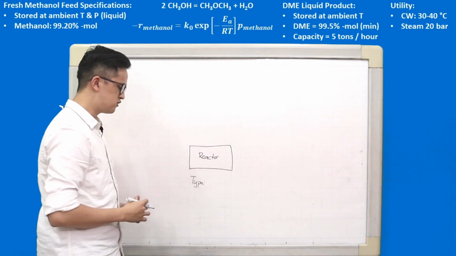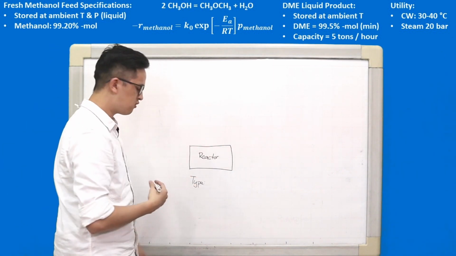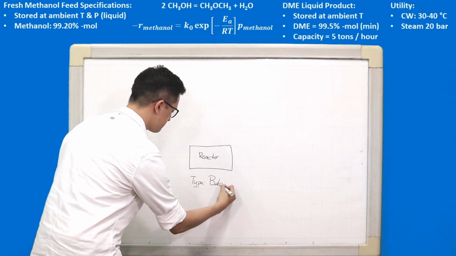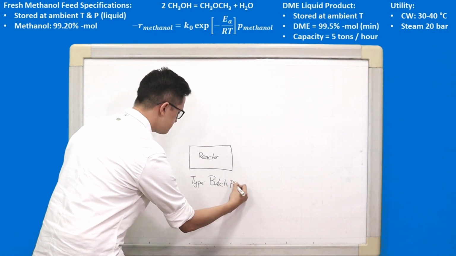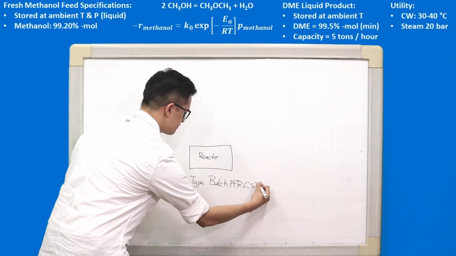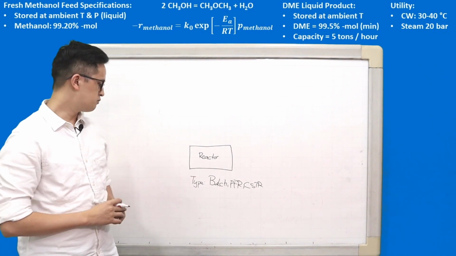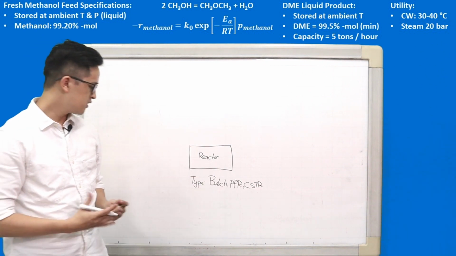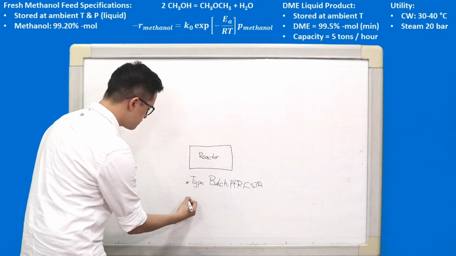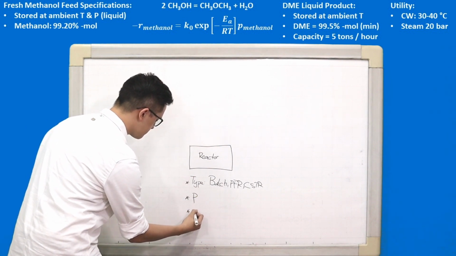So as you remember from your reactor engineering course, there will be a couple of options for a type of reactor, starting from probably a batch, and then you have the plug flow reactor, and you have the continuous stir tank reactor. You have to link all the information provided in the case study to make sure that you choose the correct or the appropriate reactor type. And then later on, we have also to select the correct operating pressure and temperature for this reactor.